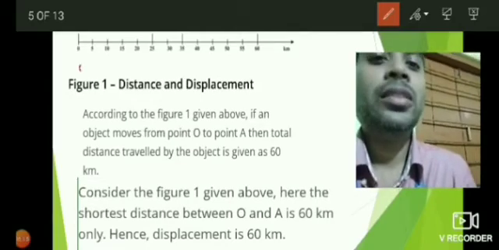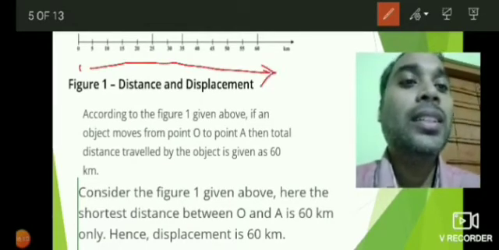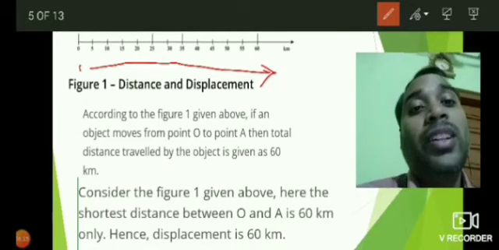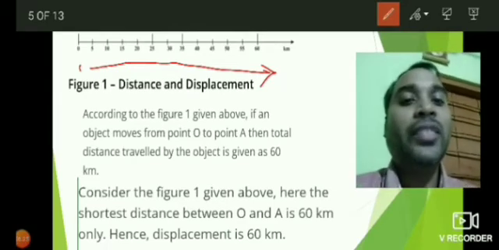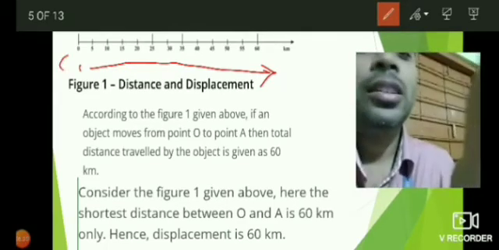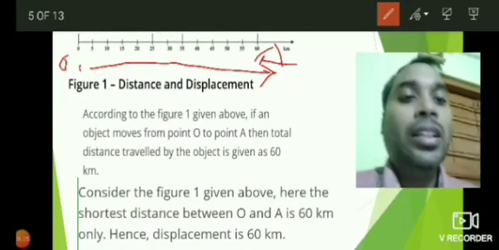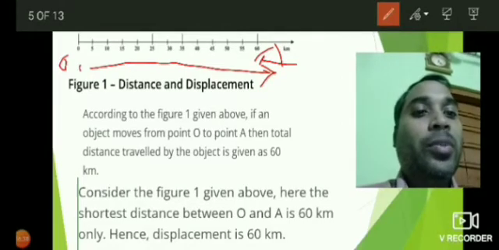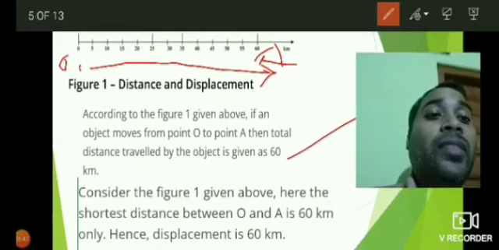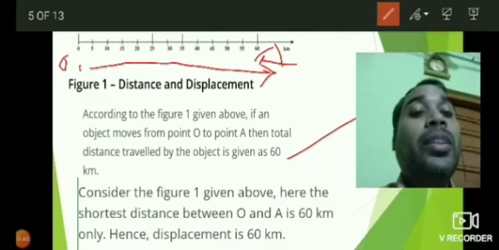Now this is your starting point and the object reaches till this point. This is the end point. So he travels 60 kilometers. Now according to this figure, if an object moves from point O to point A, then the total distance traveled by the object is 60 kilometers. So here the distance traveled will be 60 kilometers, and also in this case displacement will be 60 kilometers.